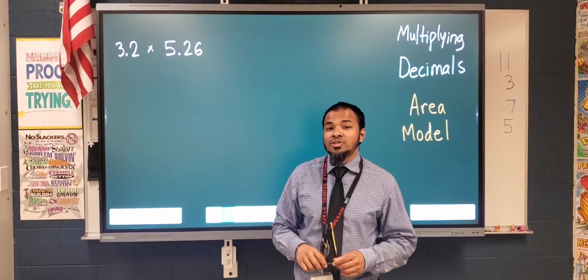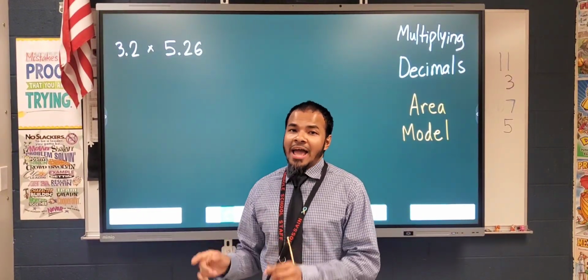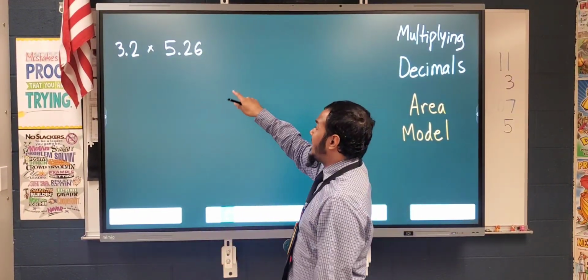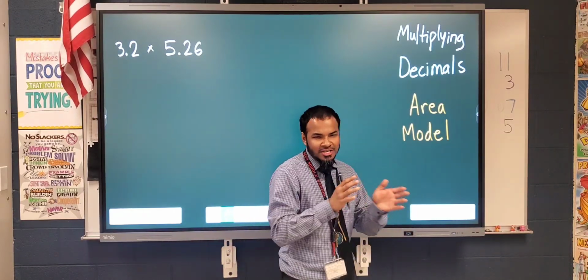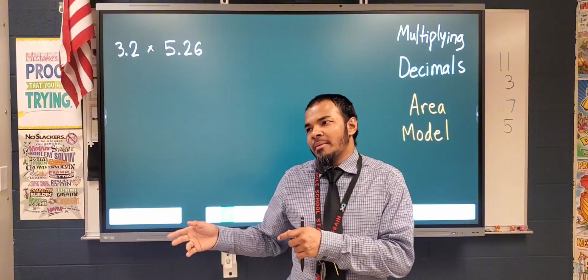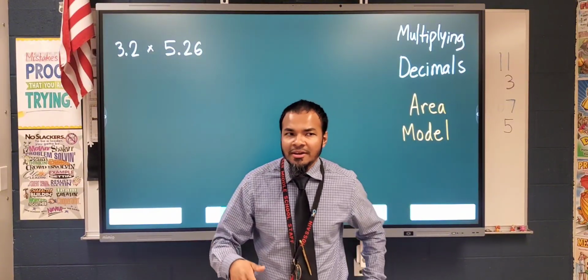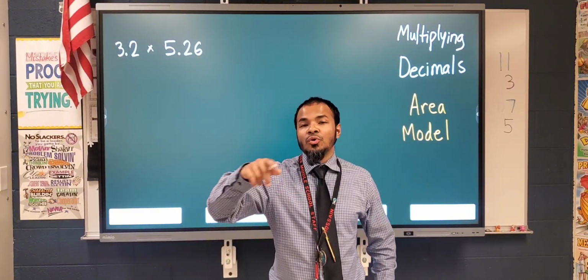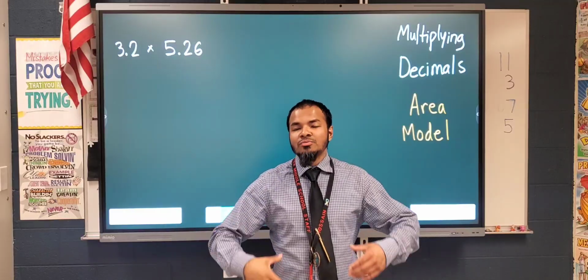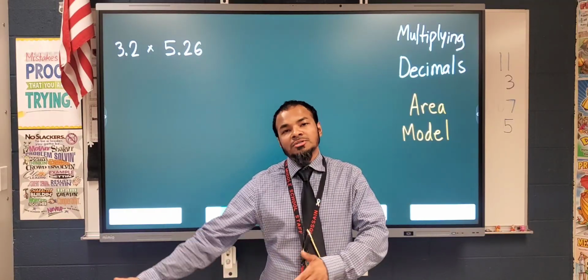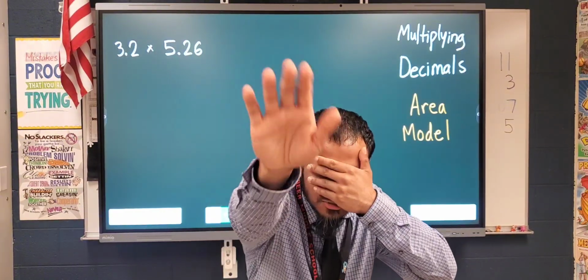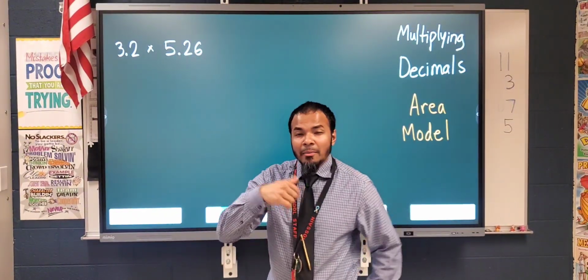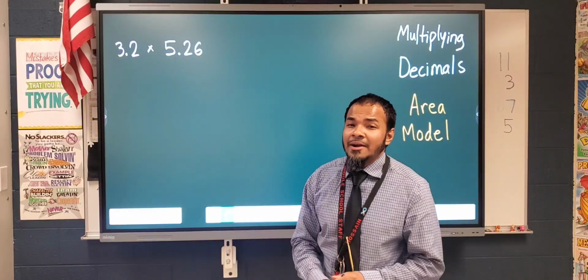Show me another way. The last problem we solved, we used the standard algorithm. I'm going to multiply another decimal, but this time I'm going to use the area model, and you'll see the difference. Before I use any type of method, we need to understand the rules of multiplying decimals. In order to multiply decimals, you need to ignore the decimal and multiply normally. And I'm going to multiply normally using the area model.